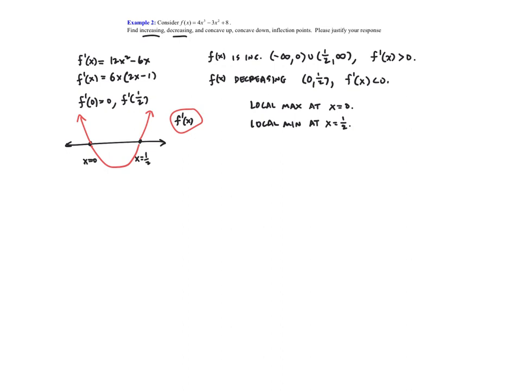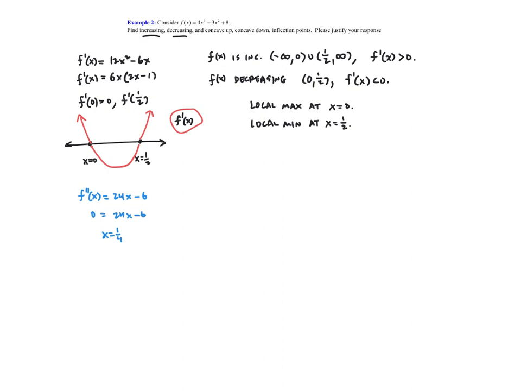All right, let's consider the second derivative for concavity. So the second derivative will be 24x minus 6. Let's set that equal to 0. That clearly will exist for all values. It looks like this would equal 0 when x equals 1/4.